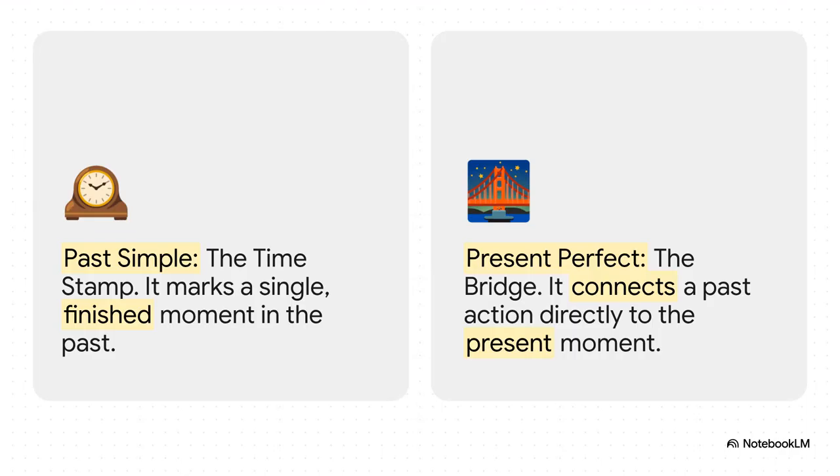So, here's the core of it. The past simple is your timestamp. Just picture a big red stamp that says "past." It marks a single, finished moment. It's done. The present perfect, though, that's your bridge. Its whole job is to build a connection from something in the past right up to this very moment.